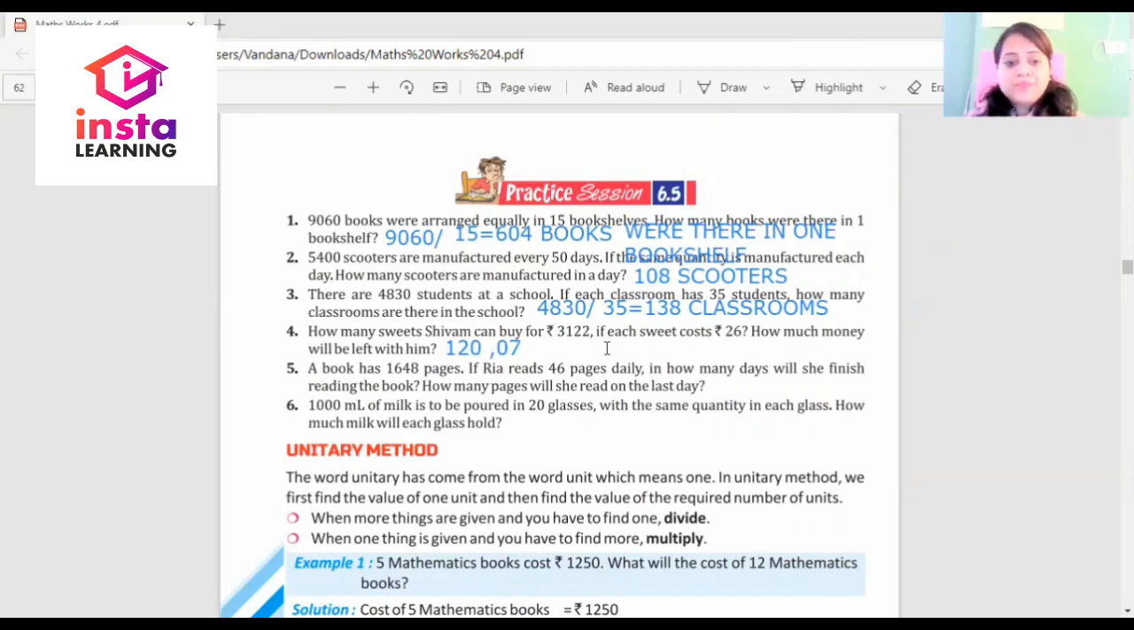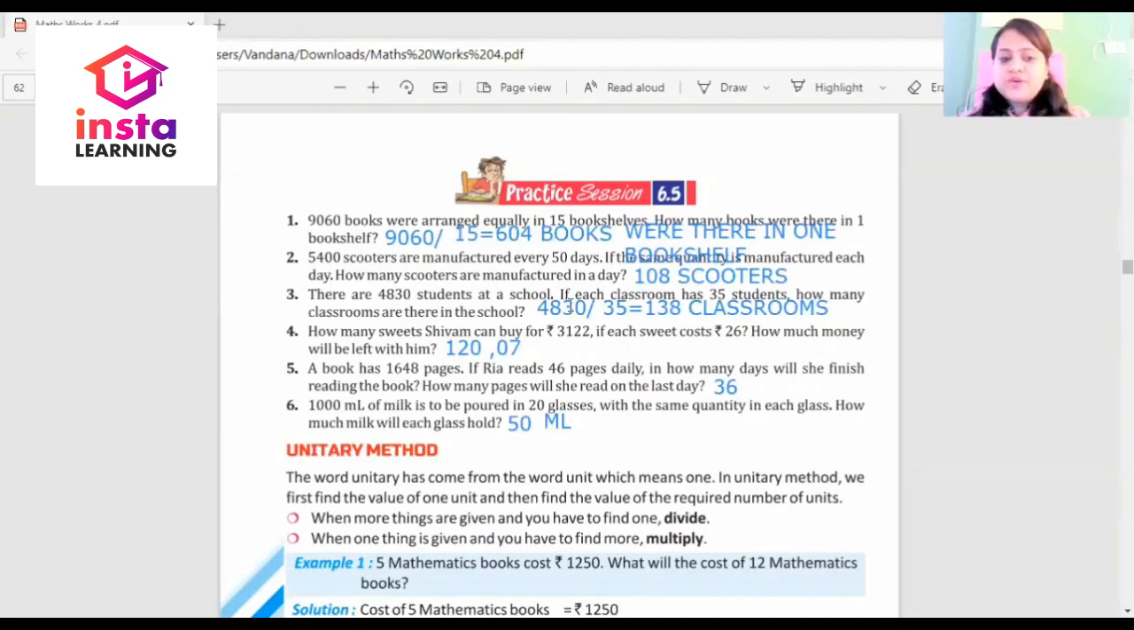Okay. Now how many sweets Shivam can buy for rupees 3,122? If each sweet costs rupees 26, how much money will be left with him? So you will get the answer 120 and this is your remainder, means leftover money. Okay. Now come to this fifth question and read it very carefully.